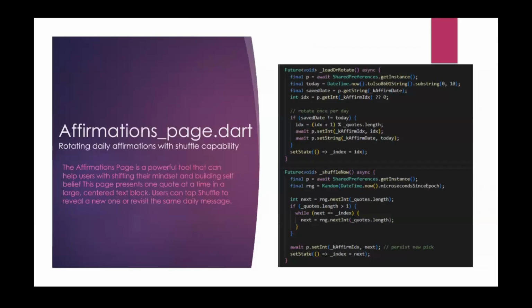Next thing we have is the affirmations page. The affirmations page is a powerful tool that can help users with shifting their mental mindset and building self-belief. This page presents one quote at a time, right in the middle of the screen in a large centered text block. Users can also shuffle through different quotes if they don't like that one for that day. On the right in the code snippet, you can see the load and rotate, and in that, users can, as I said before, see one quote, but if they're not interested in that quote or if that quote is not helping them, they can shuffle through others.